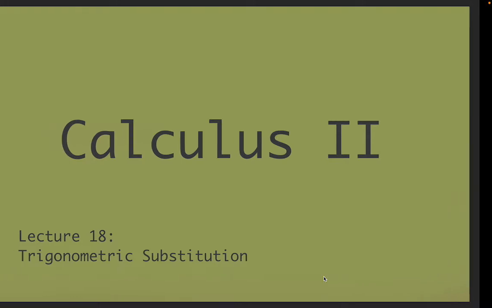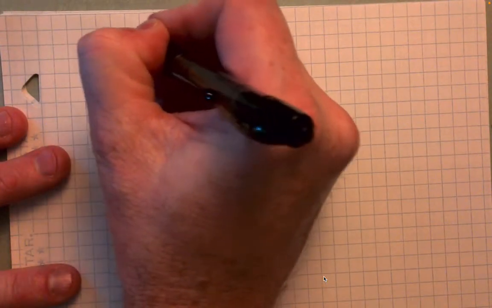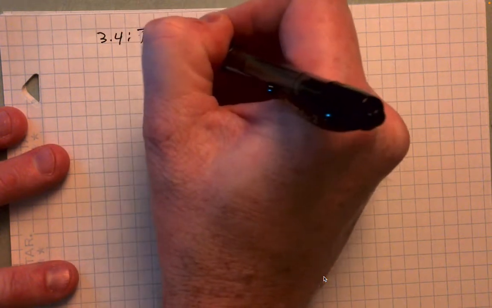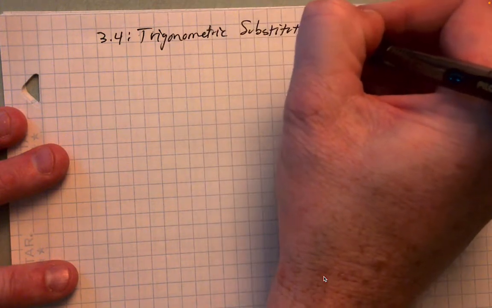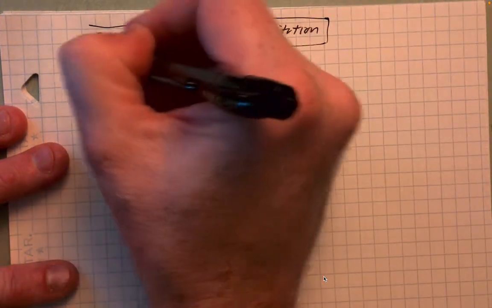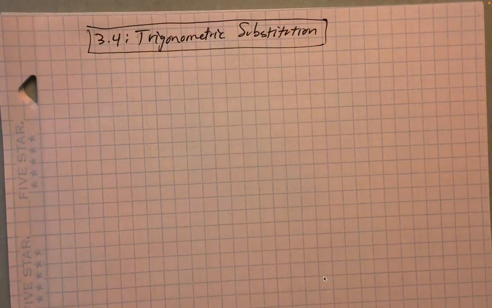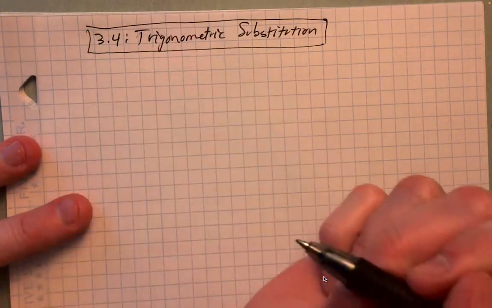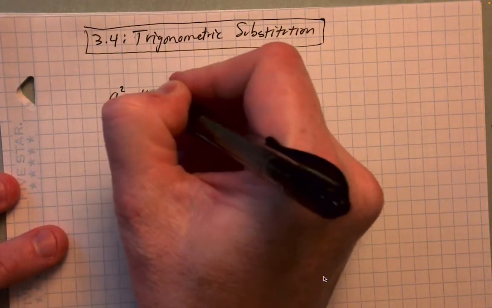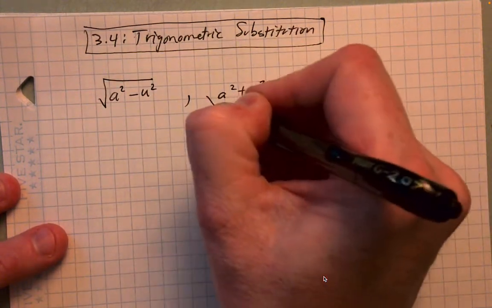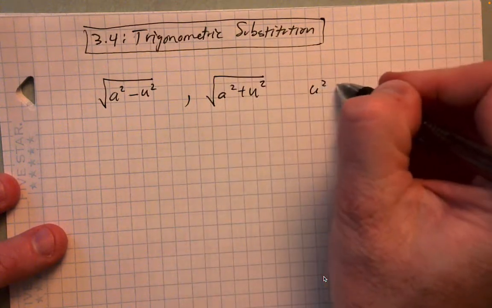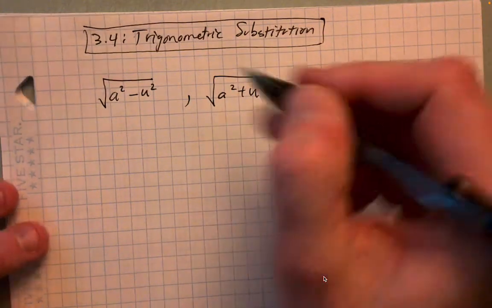So let's jump into it, and we'll call this section 3.4, trigonometric substitution. All right. And so the integrals that we're going to be interested in are going to involve expressions like this: the square root of a squared minus u squared, or the square root of a squared plus u squared, or possibly the square root of u squared minus a squared as well, right? So these types of things.